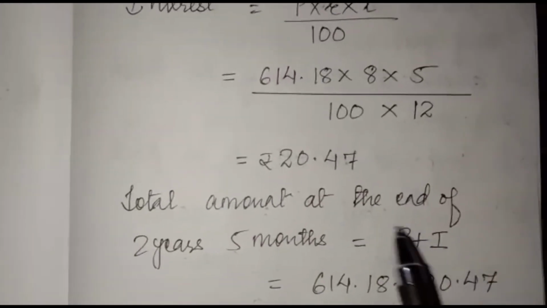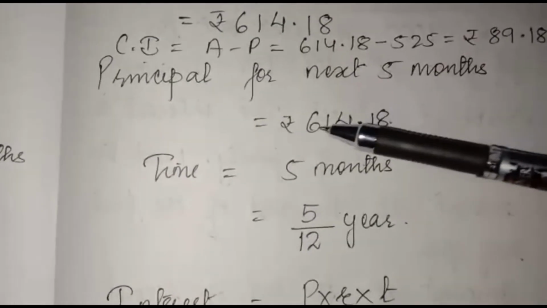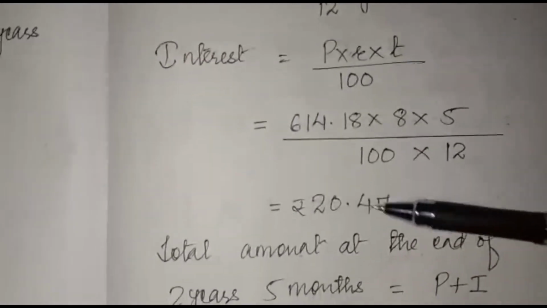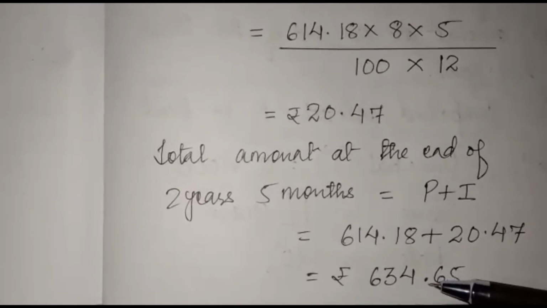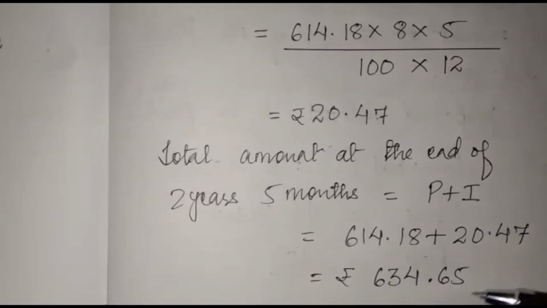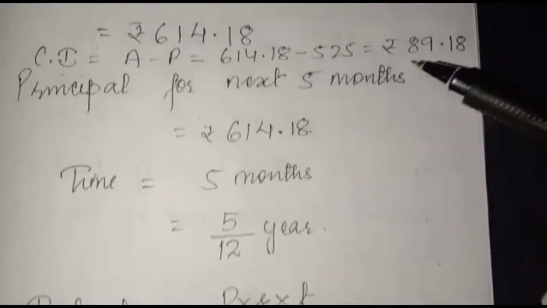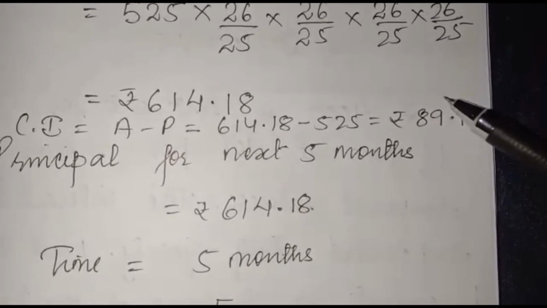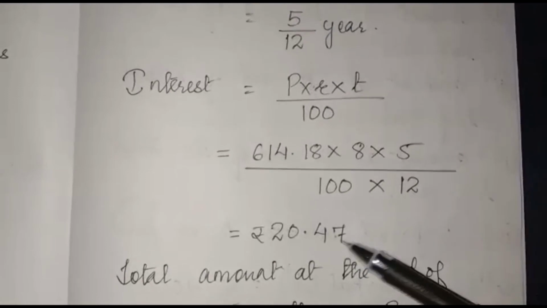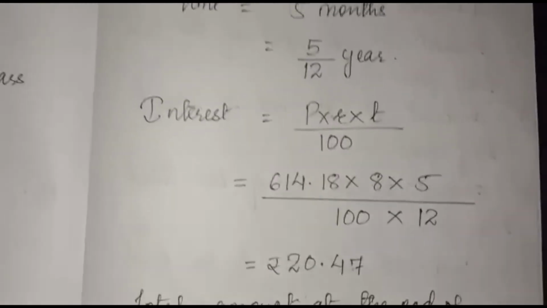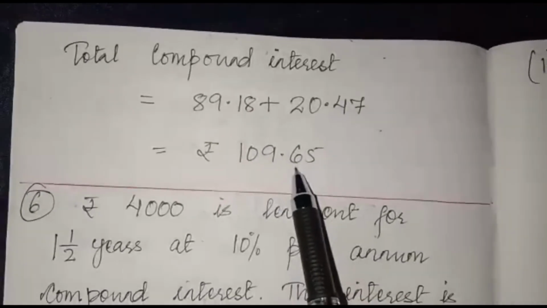So the total amount at the end of 2 years and 5 months will be principal plus interest. Principal was 614.18 and interest is 20.47. So add them, you will get 634.65. So this is the amount at the end of 2 years, 5 months. Now you have to find compound interest also. At the end of 2 years, interest is this much. Then after next 5 months, it is 20.47. So you have to add these two interests to get the total compound interest, which is 109.65.